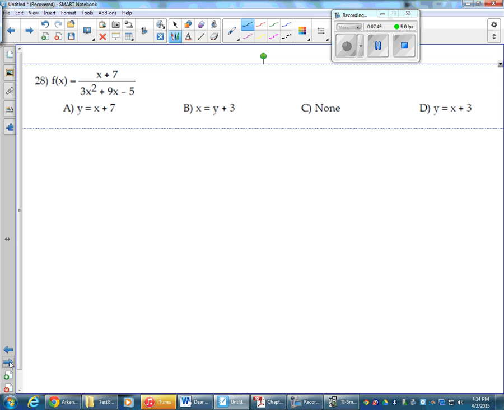And 28, it asks to find an oblique asymptote. Well, the top degree is 1, the bottom degree is 2, so there's not going to be an oblique asymptote. The top has to be 1 more than the bottom.